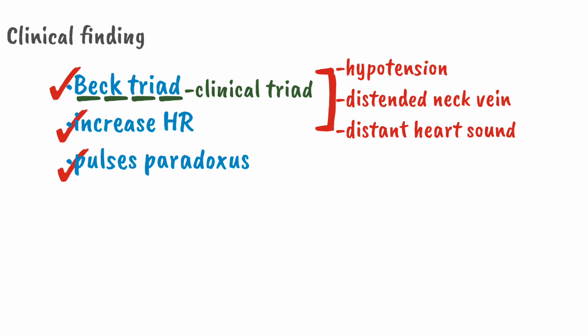The second one is increased heart rate. The patient will have increased heart rate. The third one, the pulsus paradoxus. What do we mean by pulsus paradoxus?